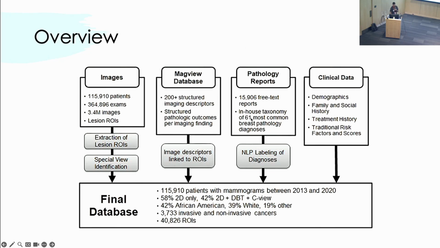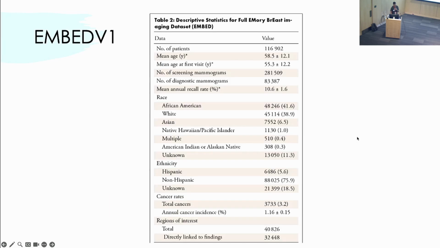Then we have pathology reports, which we won't really be using, because the pathology information is already structured inside of MagView. And then we have some clinical data, which is like the demographics, social history, treatment history, risk factors, etc. Okay, so this is the full synopsis.